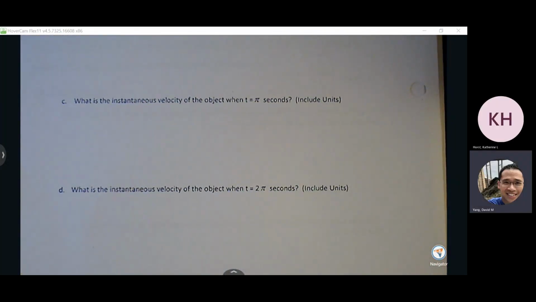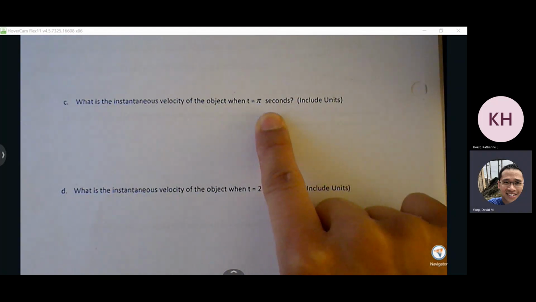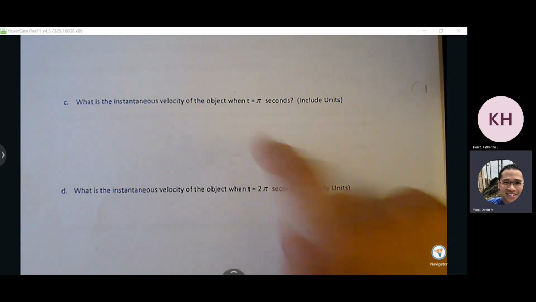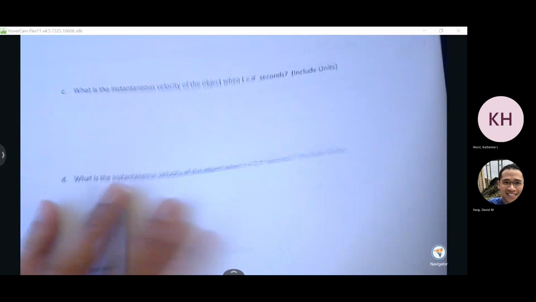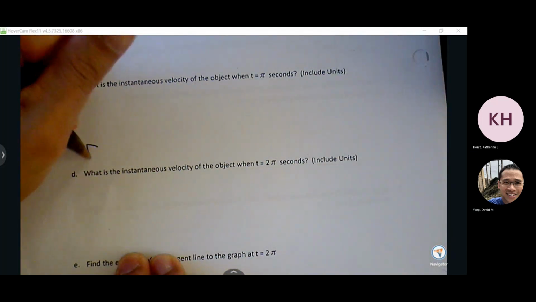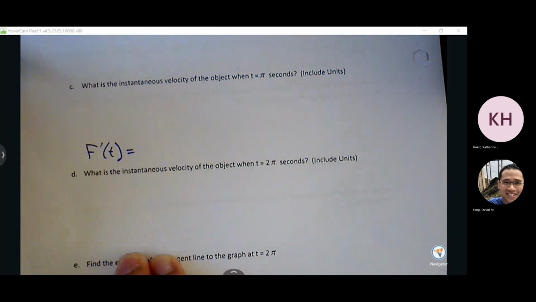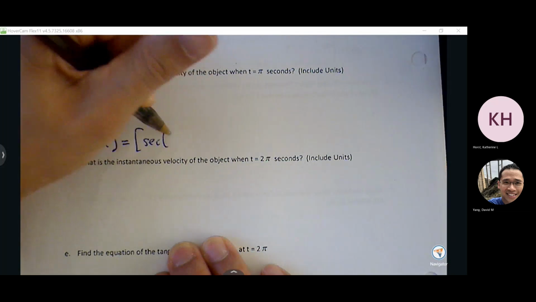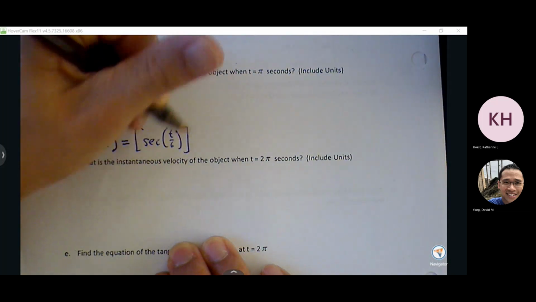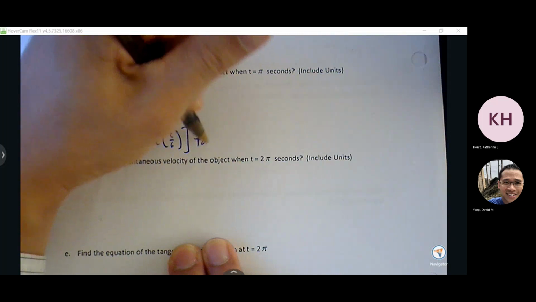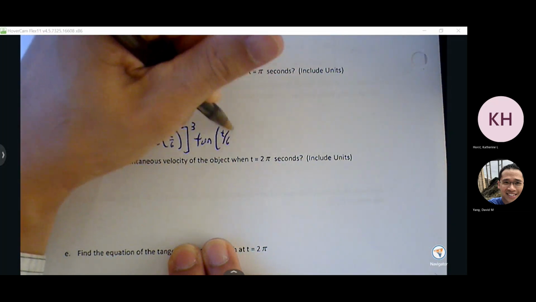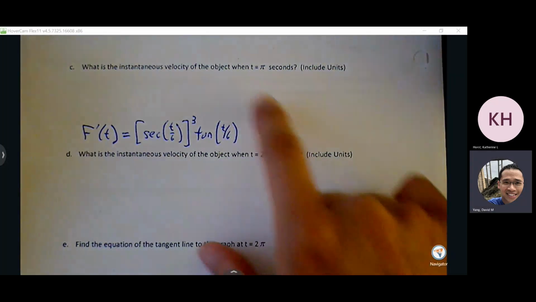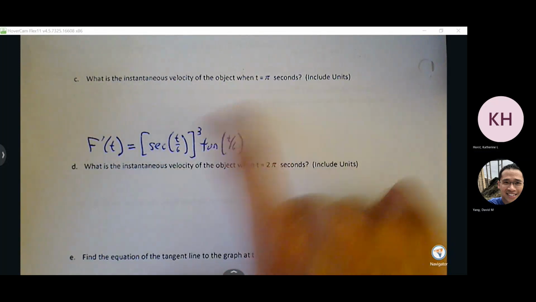Next part is what is the instantaneous velocity when t equals pi seconds? So we can just use the velocity function and plug pi in and find that value. There's my derivative. I can just plug in pi for t.